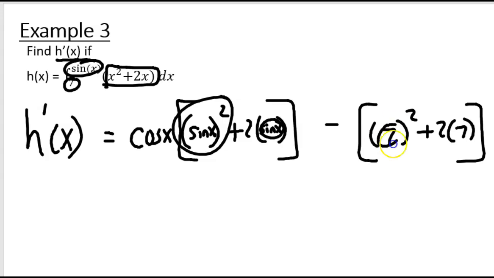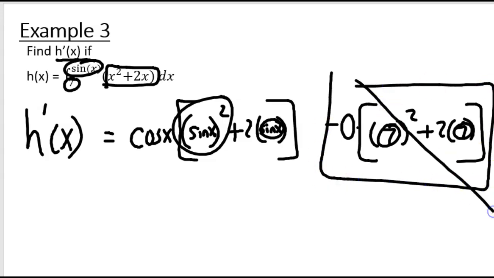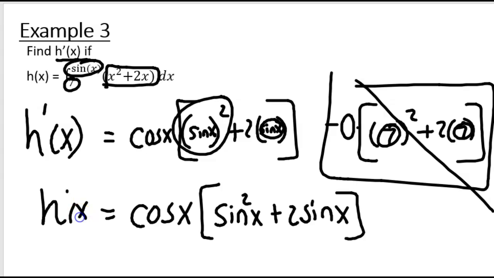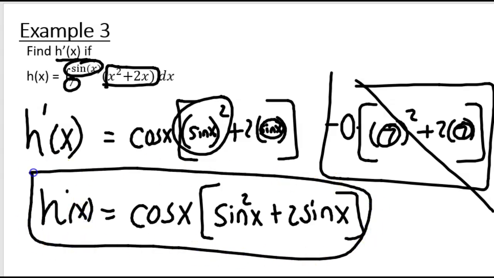And in this case, what's the derivative of 7? Well, that's 0. And since you're multiplying the whole thing by 0, then this whole piece here is just going to go away. And so we're actually left with cosine of x times sine squared x plus 2 sine x. And if you wanted to go the extra step and distribute the cosine in, you could, but it's just not necessary. So I'm going to leave it like that myself.